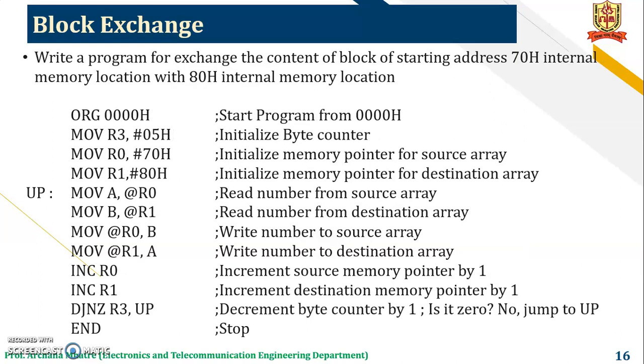Next program is for block exchange. Block exchange is the same as that. Here we have to exchange the content of the block starting from the 70H internal memory location with the 80H internal memory location. First initialize the byte counter, then the memory pointers for the source array and destination array. Read the first number from the source array, then read the first number from the destination array, then write the number to the source array and write the number to the destination array. Then increment both memory pointers, decrement the counter, and repeat the procedure until the counter is 0.